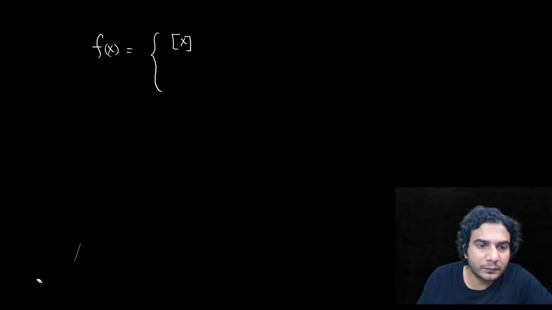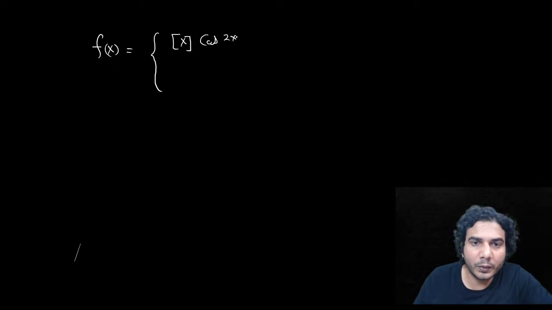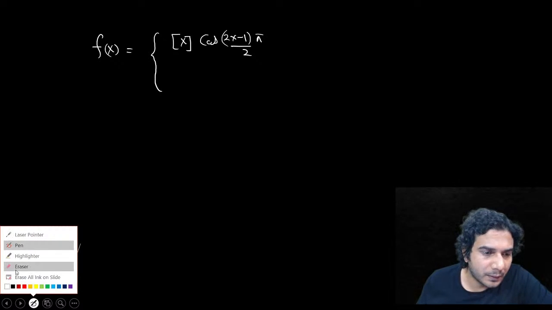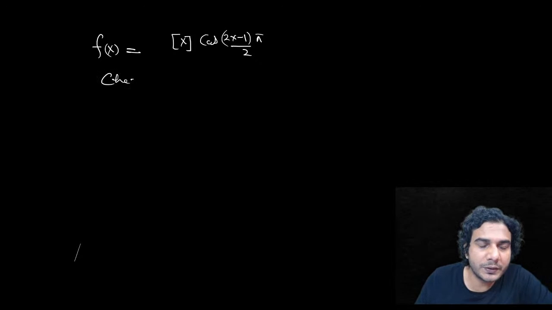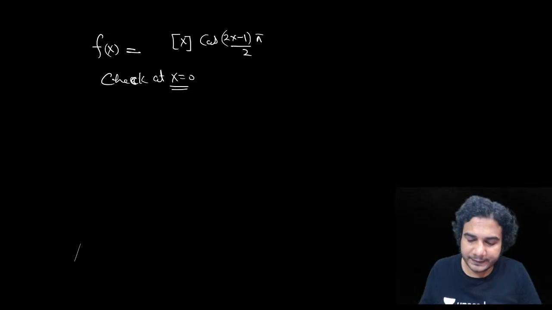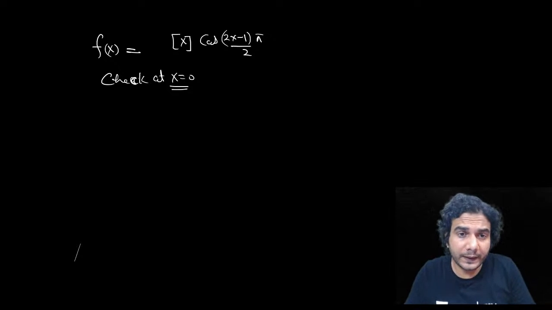Now let me give you another example. Cos of (2x minus 1) into pi by 2 when x is not, this is the function actually. It is a well defined function. So f(x) is equal to this. You need to check at x equal to 0. Only at 0 you need to check if there is any discontinuity or not. If there is any discontinuity, then find its type also, okay? Find its type.